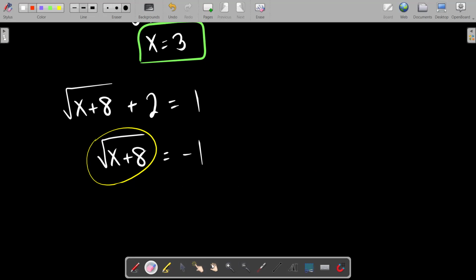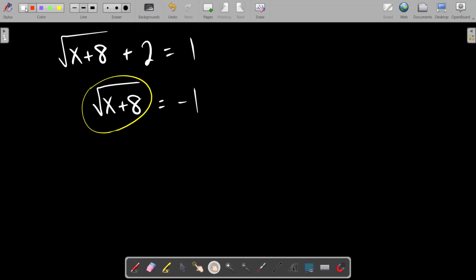And we did what you guys said to do, and we squared both sides. If we square both sides, on the left side, we get x plus 8. What do we get on the right side if we square -1? We get 1. Okay, and then subtract 8 from both sides. What do we get for x? 1 minus 8. Good. And so that answer sits and waits for us.